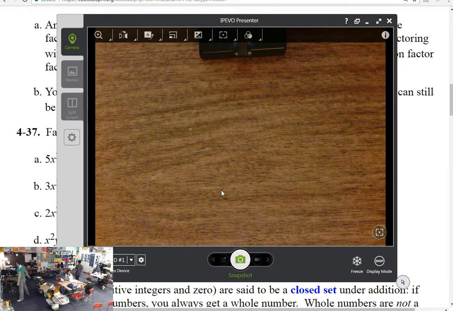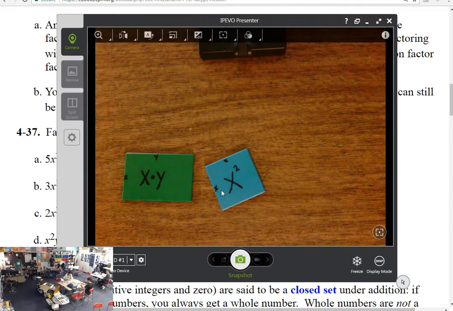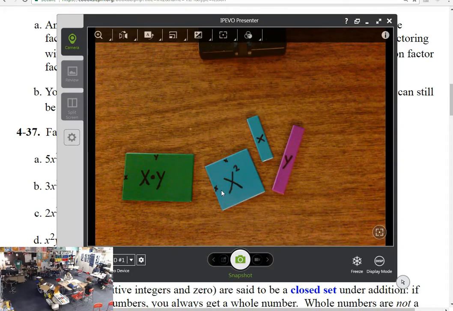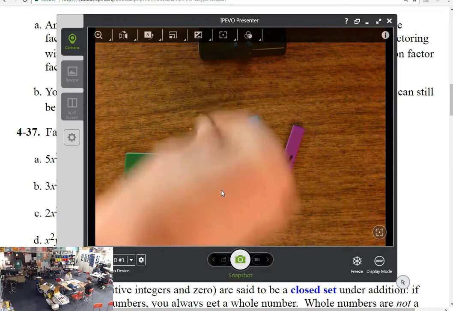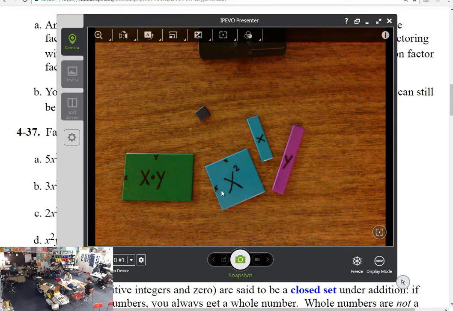Wonderful. Last night I was tutoring a student, and I decided to go ahead and just dimension out or write on my tiles. So please don't write on your tiles. But remember, we have x squared tiles, we have xy tiles, we have y tiles, we have x tiles, and we have 1 squares. And everything can be negative if we flip it over.